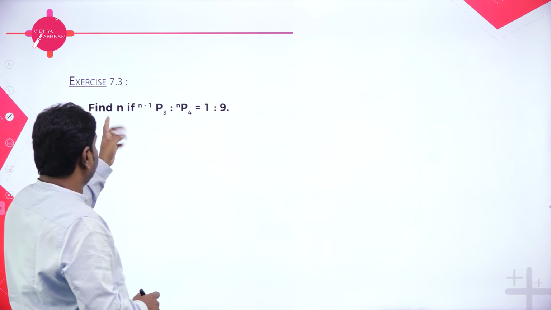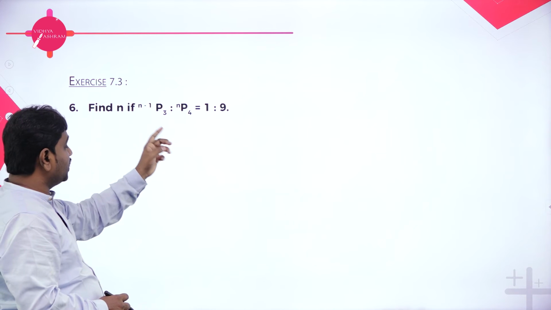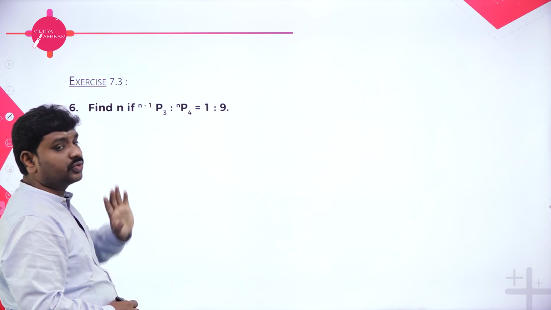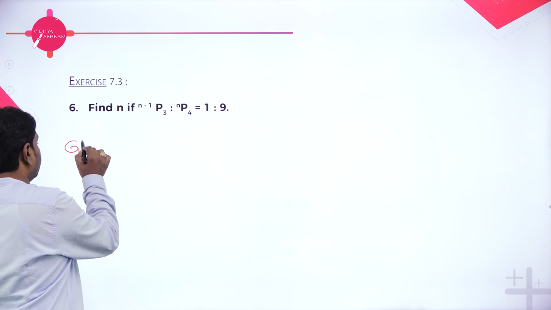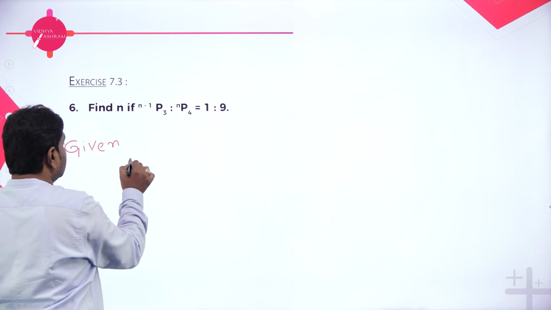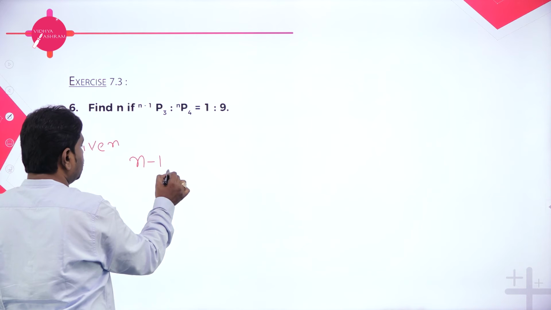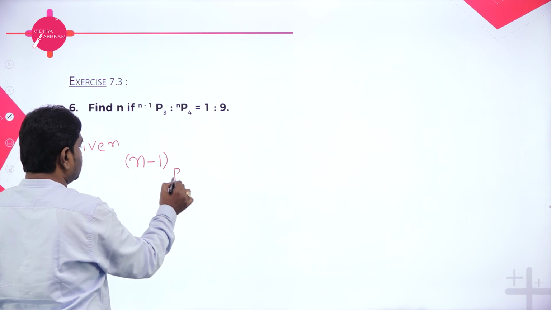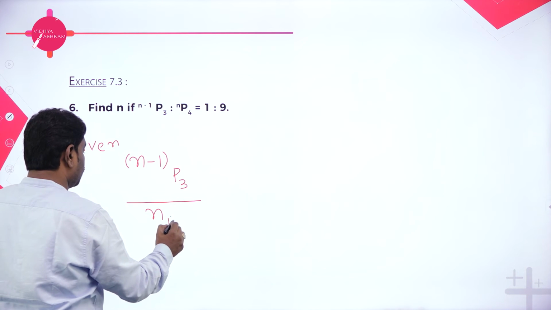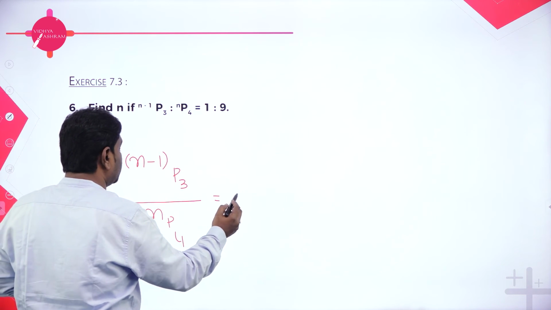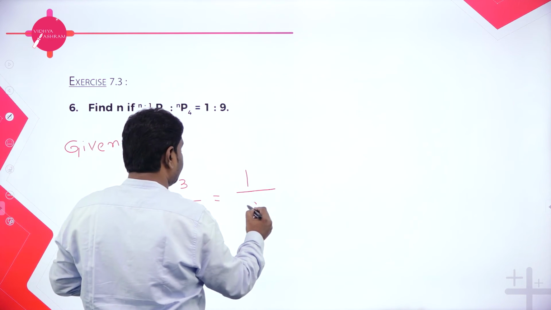Now, find n. If (n minus 1)P3 is to nP4 is 1 is to 9, they wanted to find n. So whatever is given, I'll write as it is. Given (n minus 1)P3 divided by nP4 is equal to 1 is to 9, means 1 by 9.